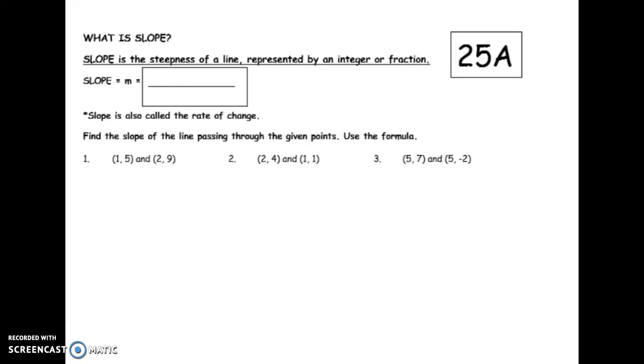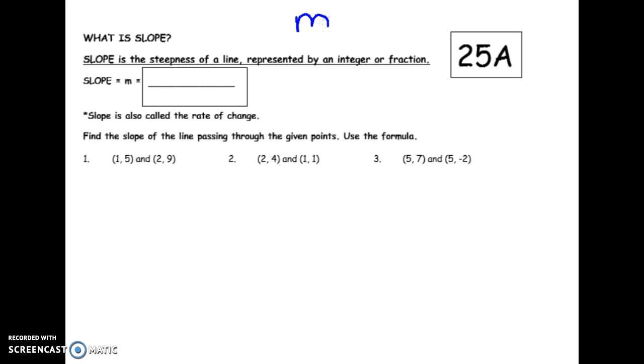Hey guys, today we're going to talk about slope. The slope of a line is a number that represents the steepness of a line. It's usually represented by an integer or a fraction. The variable m is usually used to represent the slope. So m is the slope.